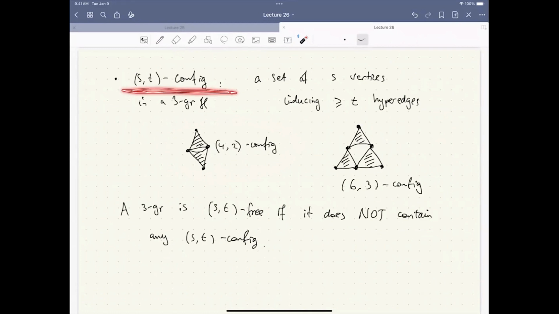There might be, let me draw another one. A (6, 3) configuration could also look like this. You have 2. This is also (6, 3). Now I add one more here, right? 6 vertices, 3 edges. They look very different. So it's not a unique configuration to forbid.